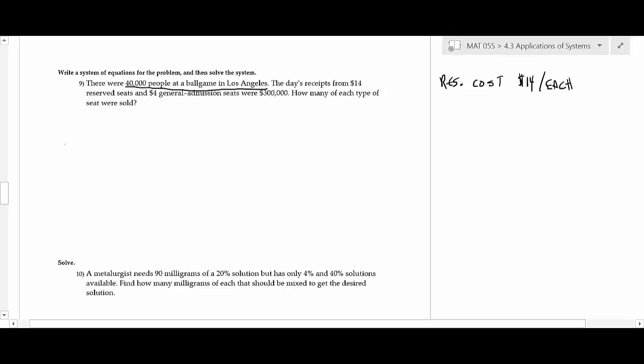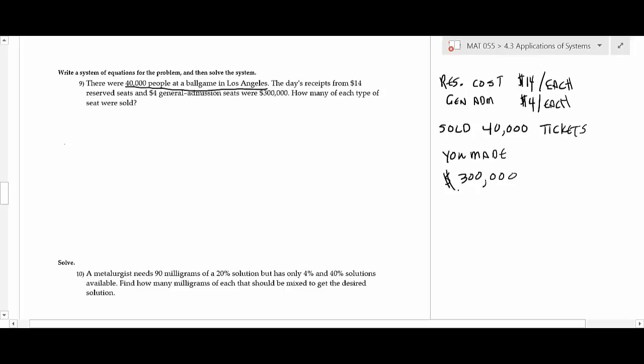Then it says the general admission tickets, so I'll abbreviate that, are a little cheaper. Those are $4 each. Then it says that based on these tickets, you sold 40,000 tickets. That's another piece of information. The other piece of information is how much money you made: $300,000. That's nice income. All right, so we have that.